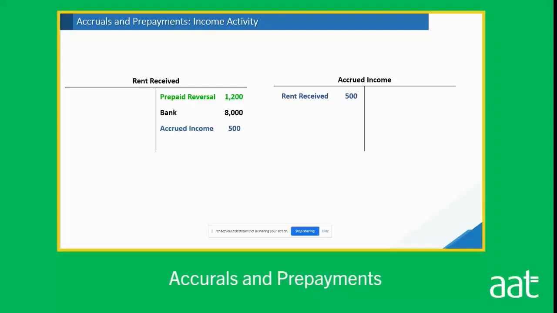And then the only thing left to do is to transfer these balances through to the statements, recognising sundry income of rent received of 9,700, which we can see is significantly different from the original bank figure of £8,000. And on my statement of financial position, I'll have accrued income, which will be recognised as a current asset, and that will have a balance carried down of £500 at the end of that year.